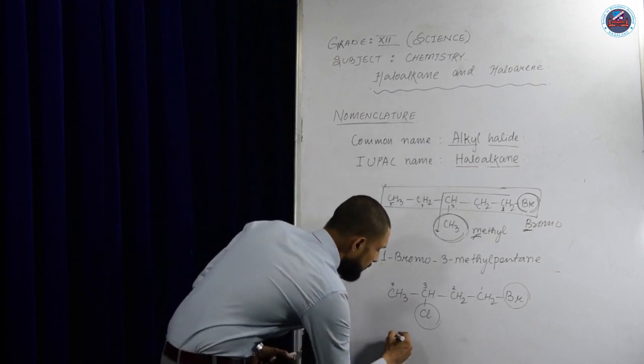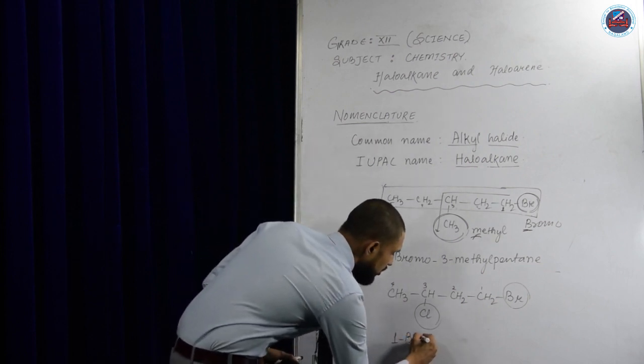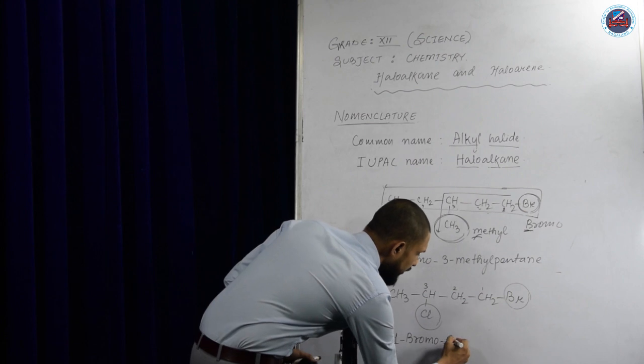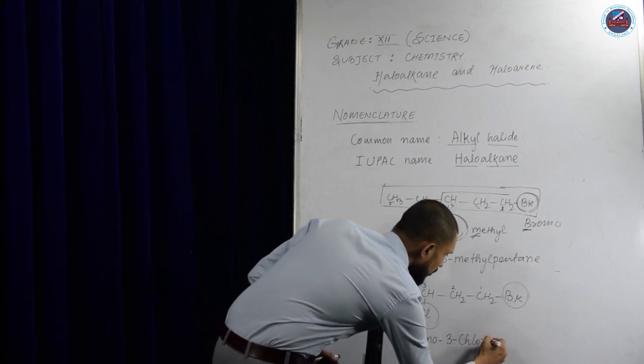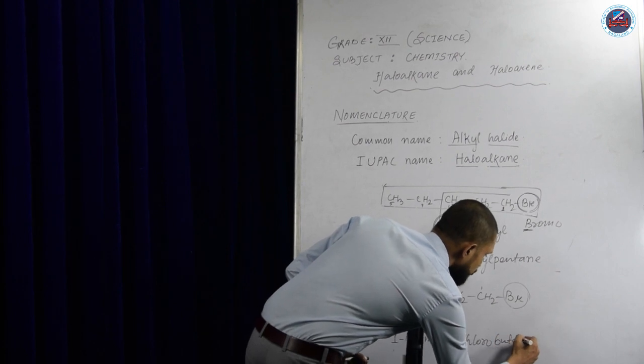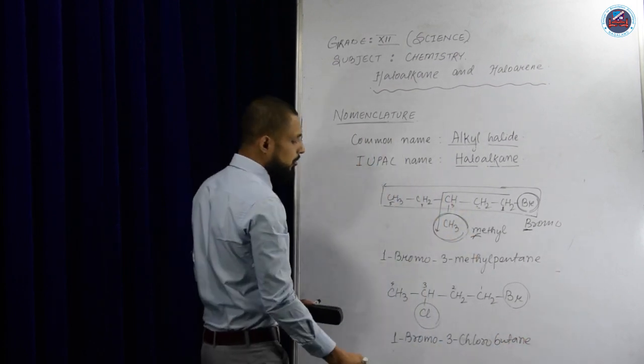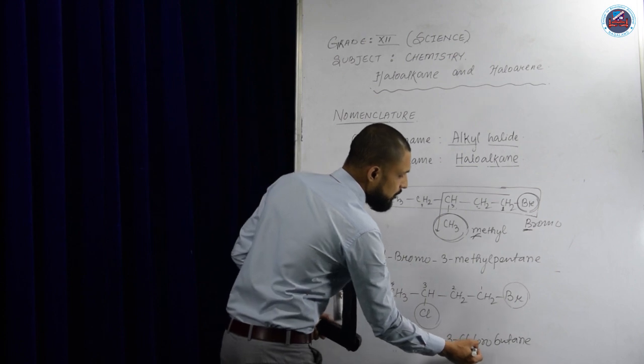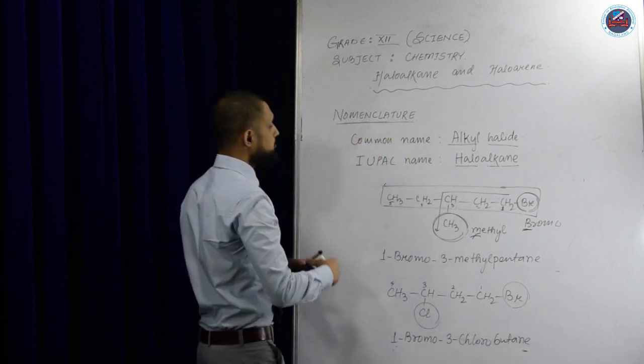So what will be the name? 1-bromo, 3-chloro, and since you have 4 carbons, it is known as butane. So the IUPAC name of this compound is 1-bromo-3-chlorobutane.